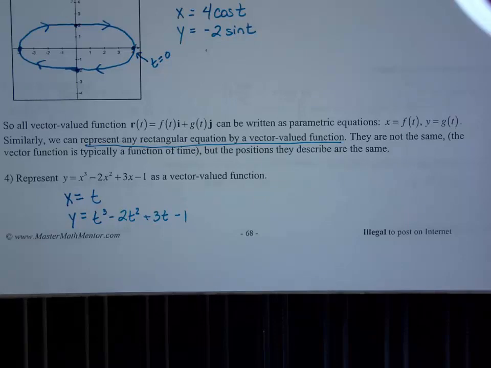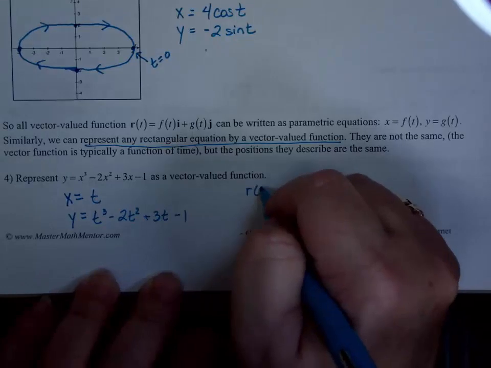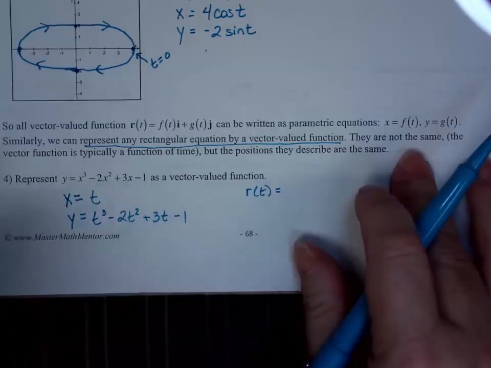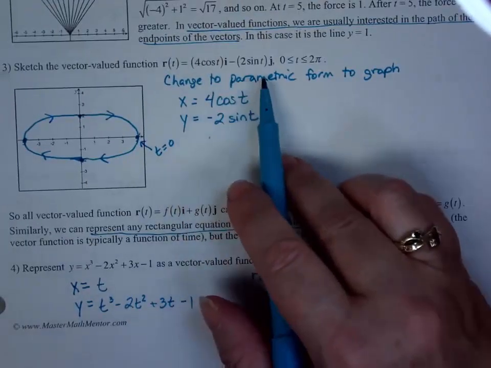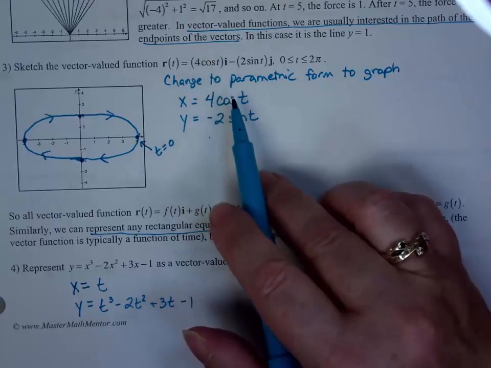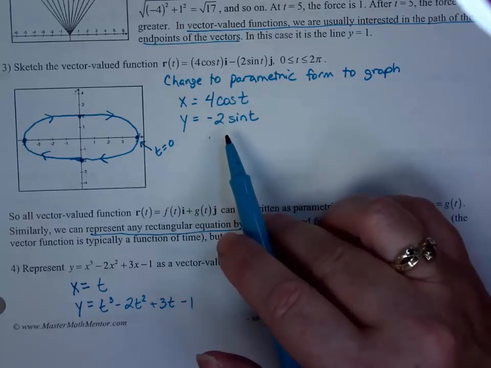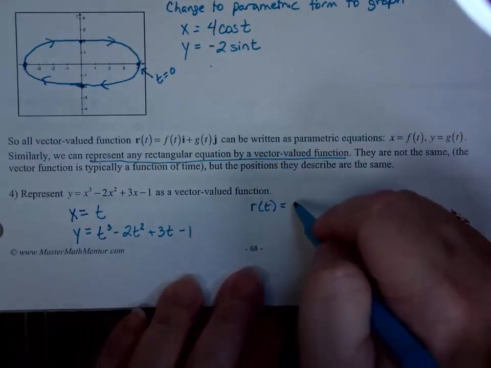Okay, so now we're going to put it in the R of t form, the i's and j's form, the vector valued form. So the R of t is going to be, now hang on just a minute before I write it down. When it was in R of t form, we pulled out what was in front of the i to be x, and what was in front of the j to be y. Now we're going backwards. So what am I going to write in front of i? Just t. t i.